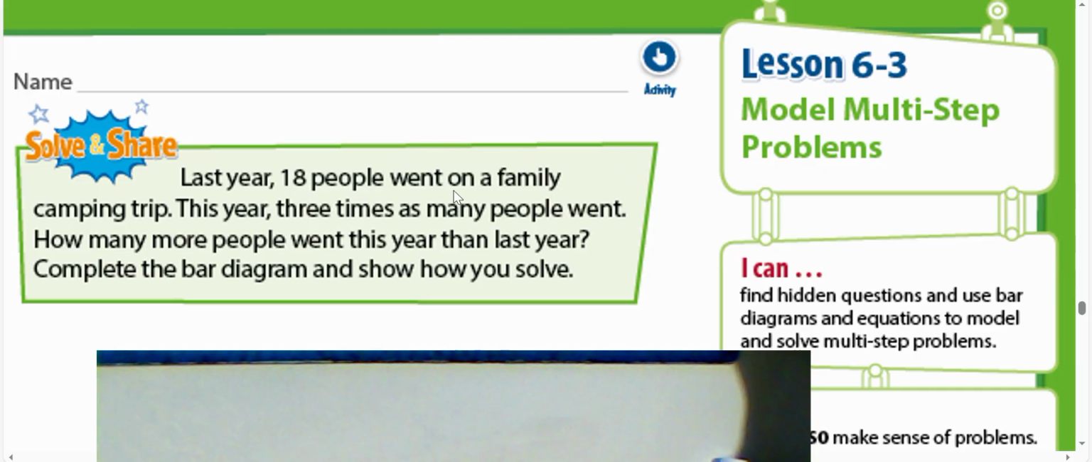Last year, 18 people went on a family camping trip. This year, 3 times as many people went. How many more people went this year than last year? Complete the bar diagram and show how you solve.